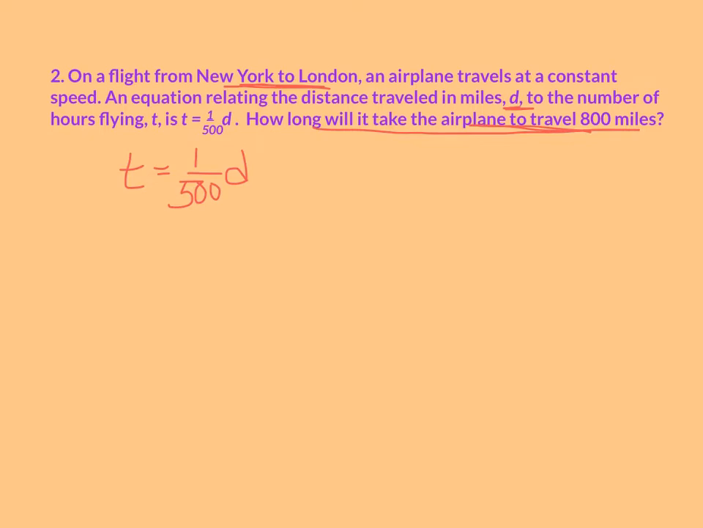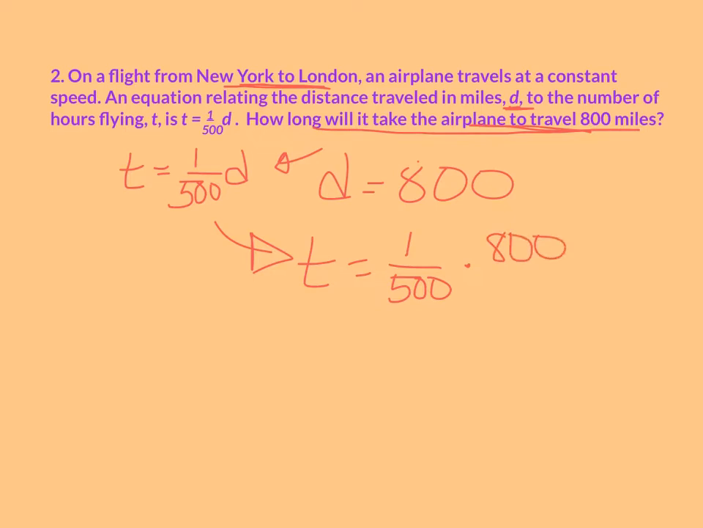So we know that the distance is d. We're just simply substituting in. We're given that d is equal to 800. So we know that t is going to equal 1 over 500 times 800. Well, this is no different than we've done before. We can put that right over 1. We know we keep the top with the top and the bottom with the bottom. So that's 800 over 500. We cancel out those zeros. We're left with 8/5.